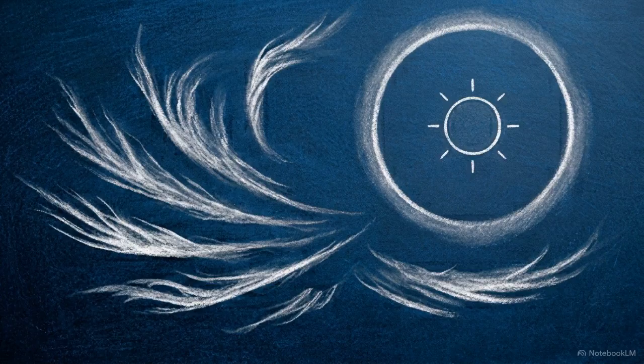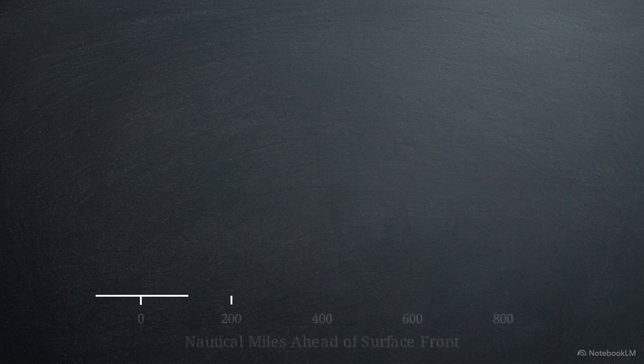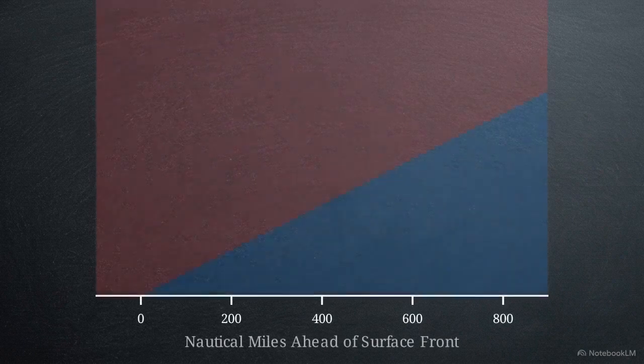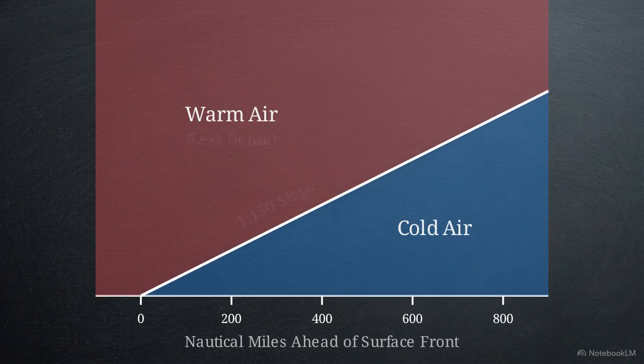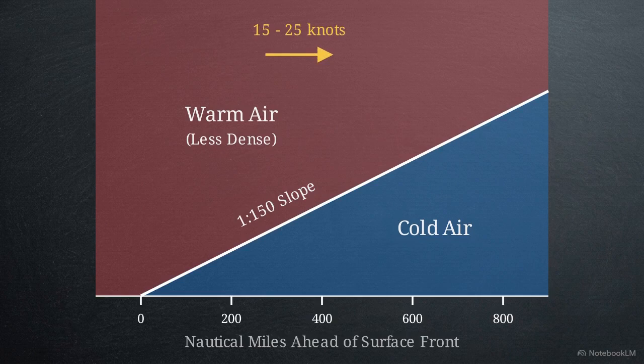Warm front. What is the first cloud type you will see, and at what distance? The answer is cirrus, appearing 600 to 800 nautical miles ahead of the actual front. Looking at this 2D cross-section graph, a warm front is defined by a warm air mass advancing and rising gently over a retreating cold air mass. Warm air is less dense. It slides up and over the cold air at a very shallow slope, approximately 1 in 150. This geometry yields a slow forward speed of 15 to 25 knots.